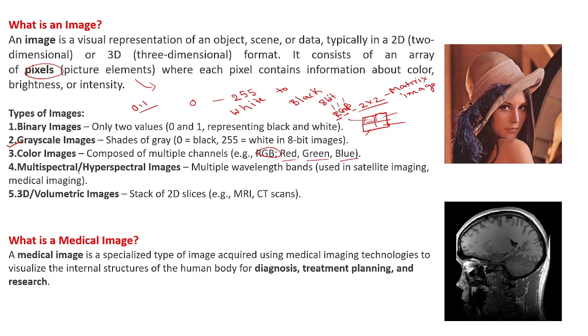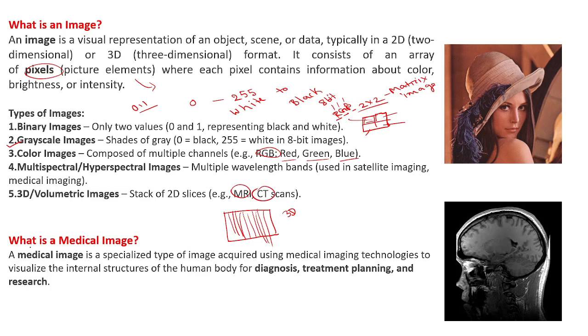Then the multispectral and hyperspectral image, which uses multiple waveform bands, used in satellite imaging or medical image processing. And the fifth one is the 3D or volumetric image, a stack of 2D slices. It is basically made from 2D slices of image, and after combining these slices we build a 3D image. So that is the process we use to make a 3D image in the medical field, like MRI or CT scan. We will also discuss this.